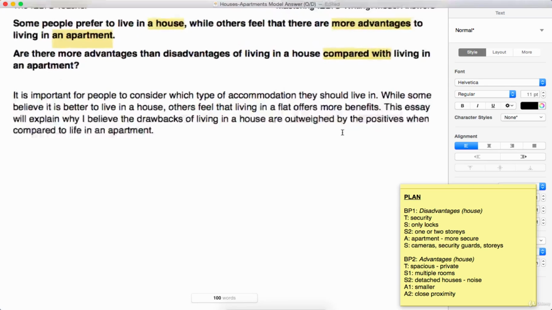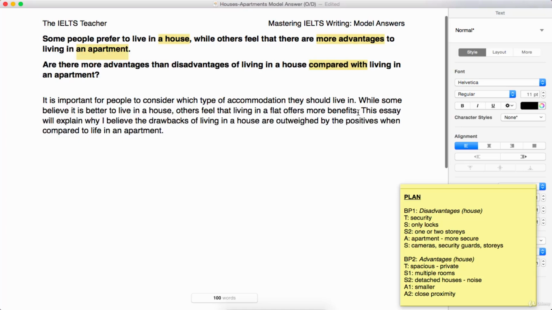So this third sentence, let's have a look at this in a bit more detail. This essay will explain why I believe, good, we've got a clear position here, that's important. When they say, are there more advantages than disadvantages? This is not an objective truth, it is your opinion. So we need to make sure we use some opinion language. Now notice up here, they've got, are there more?